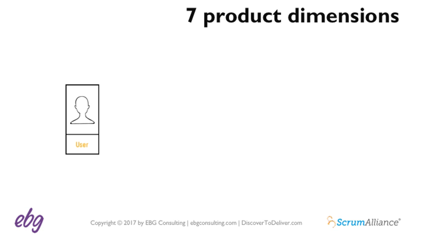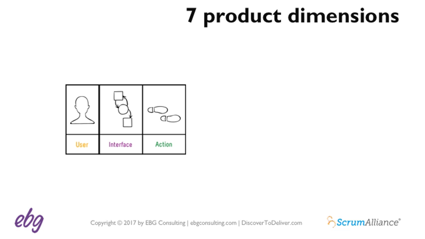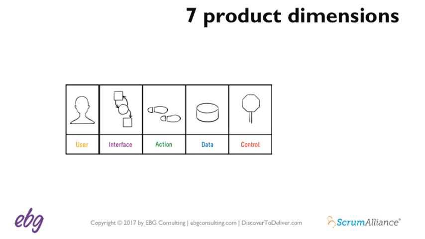So the user dimension: the people, systems, and devices that interact with the product. The interface dimension: how users connect to the product. The action dimension: the capabilities offered to the users. The data dimension: data and information the product retains. The control dimension: policies, rules, and regulations the product enforces.